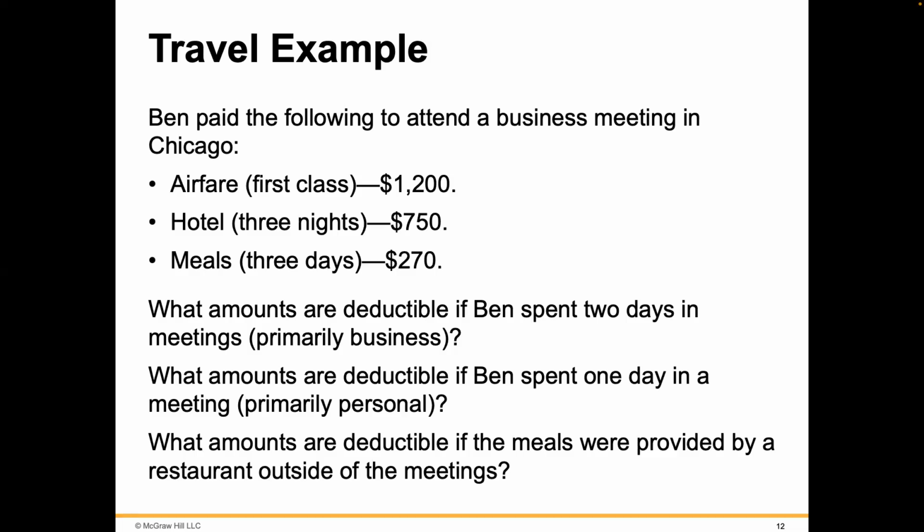So, Ben paid the following to attend a business meeting in Chicago. Airfare, first class, $1,200. Hotel, 3 nights, $750. Meals, 3 days, $270. What amounts are deductible if Ben spent 2 days in meetings, primarily business? What amounts are deductible if Ben spent 1 day in a meeting, primarily personal? And what amounts are deductible if the meals were provided by a restaurant outside of the meetings?